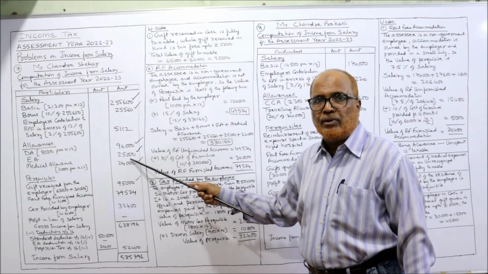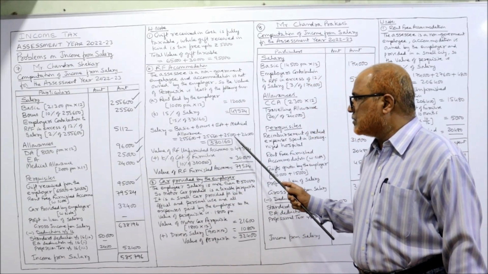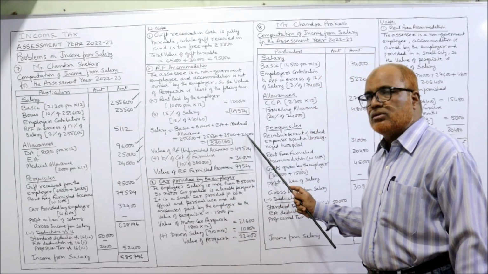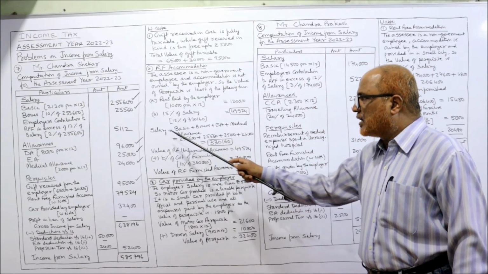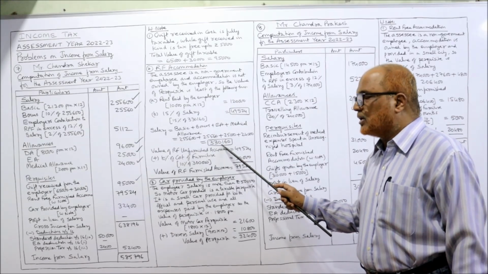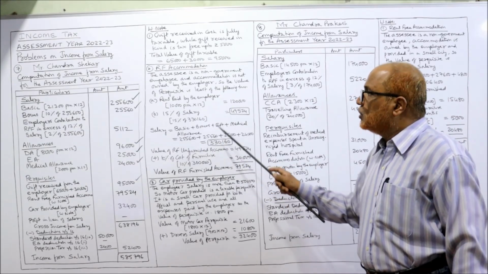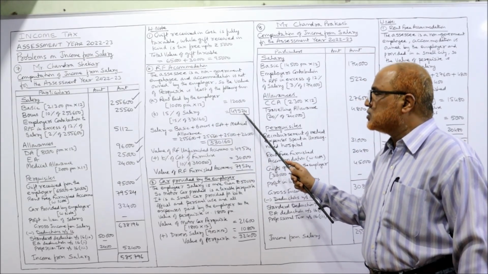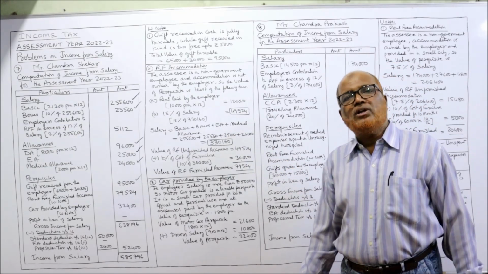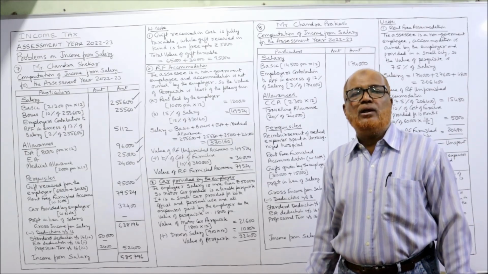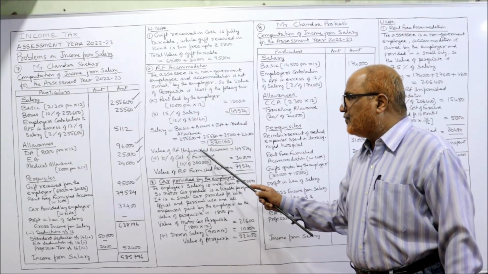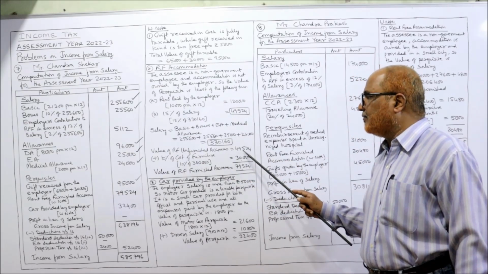EA is fully taxable, so we are taking EA 25,000. Then medical allowance is fully taxable, so we are taking 24,000. So these four items will come under salary. 3,30,160 is the salary. So 15% of 3,30,160 comes to 49,524. This 49,524 is the value of rent-free unfurnished accommodation.